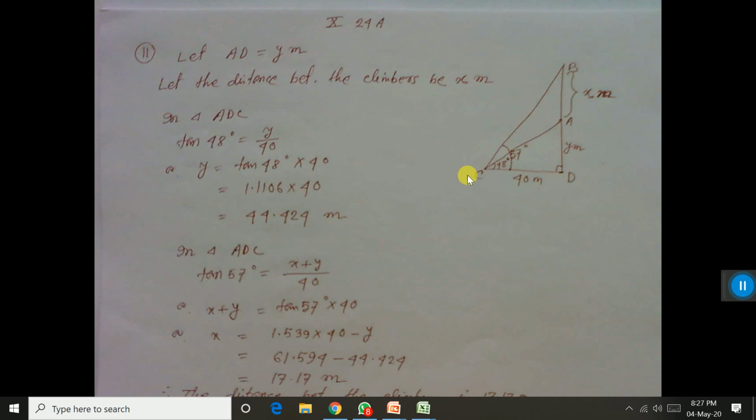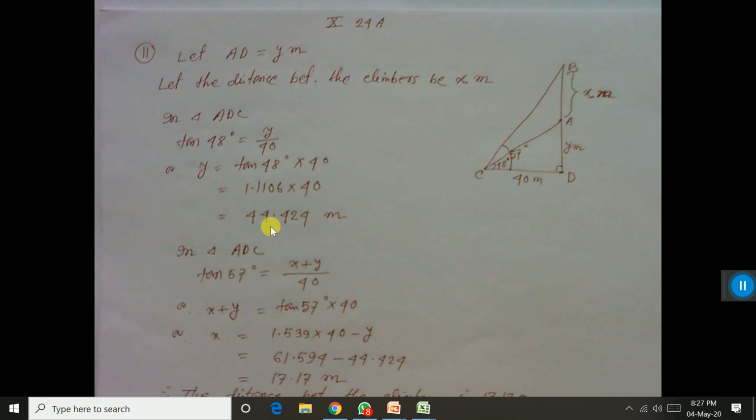Now see, BDC is a right angle triangle and ADC also is a right angle triangle. So after considering this, in triangle ADC we can take tan 48 degrees equal to y by 40. Tan 48 equals y by 40 because it is perpendicular by base. So y equals tan 48 into 40. Now the tan 48 value is this.